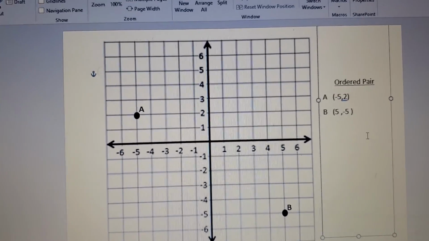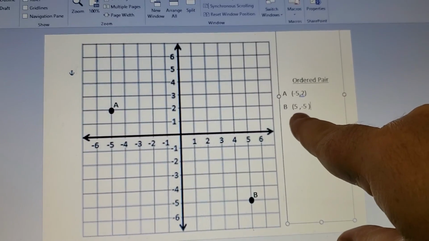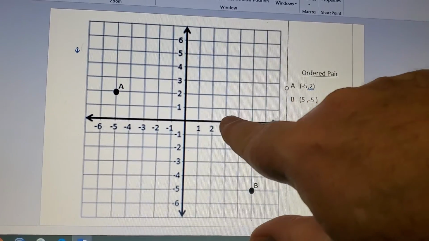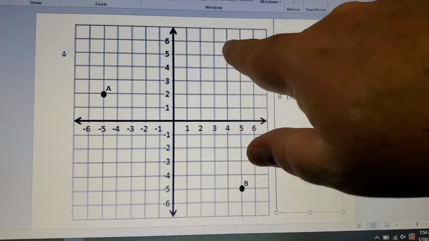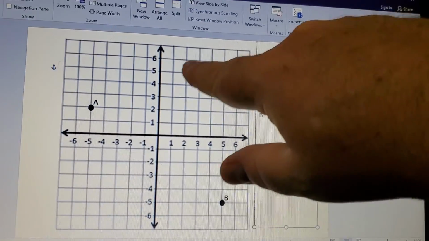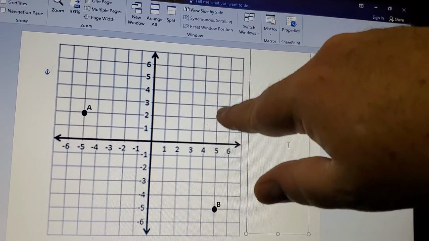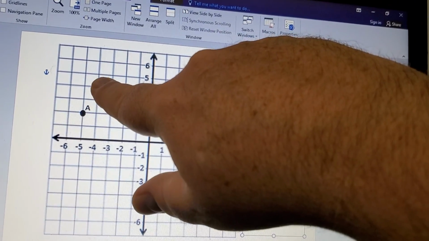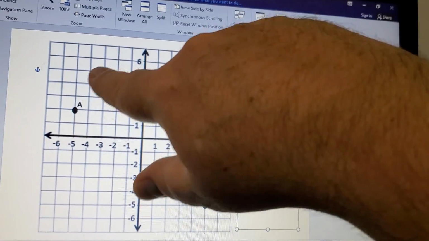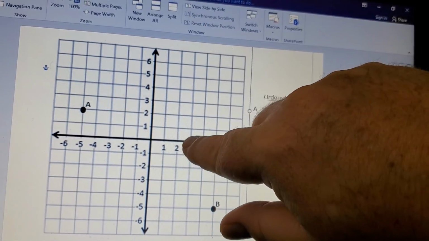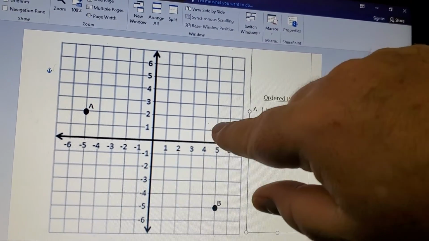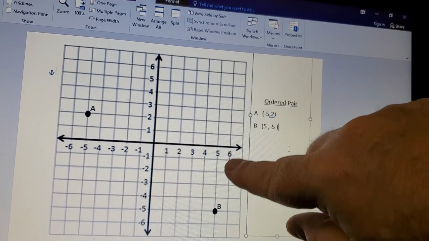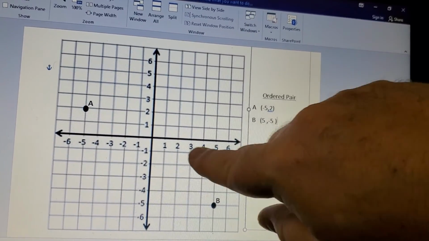So the different quadrants. If my ordered pair is a positive positive, I'm going to run to the positive side and fly to the positive side. Positive positives are always in quadrant 1. If I have a negative positive, it is going to be in quadrant 2. A negative negative is going to bring me into quadrant 3. A positive negative will put me in quadrant 4.